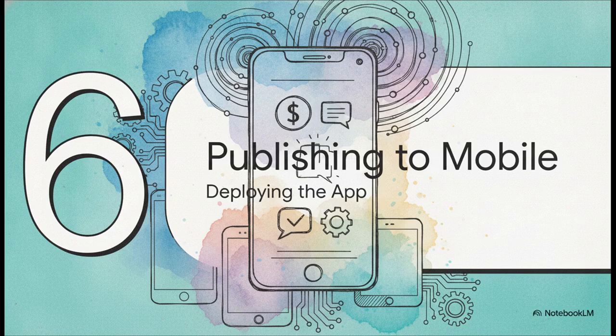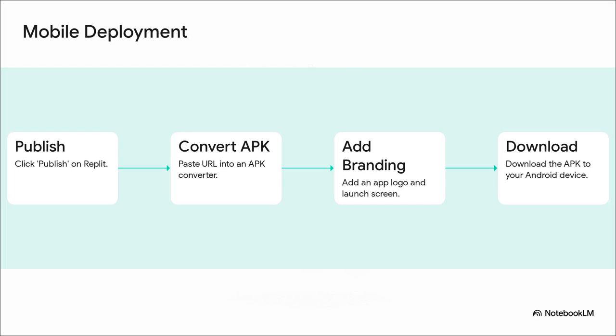Finally, Section 6, Publishing to Mobile Devices. So how do we get this web-based creation onto a phone? Deployment is remarkably easy. First, you hit the Publish button inside Replit, which gives you a live URL. Then, you just paste that URL into a free web-to-APK converter tool online. While it's converting, you can upload your custom app logo and even design a 3-second launch screen, the graphic that pops up when you tap the app icon. Once that's done, you simply download the generated APK file, install it on your Android device, and it functions identically to a native mobile app.